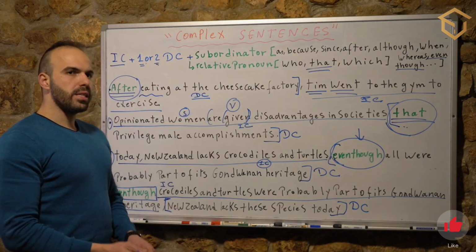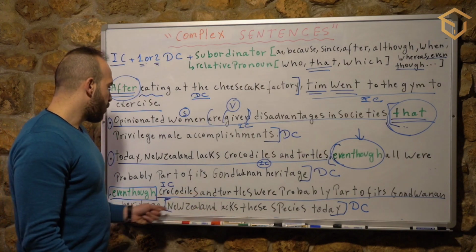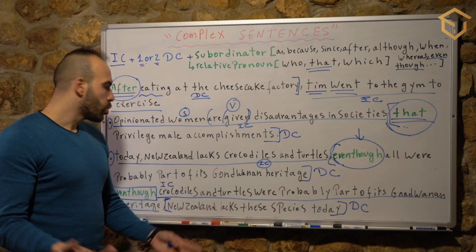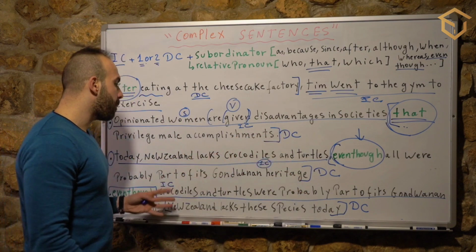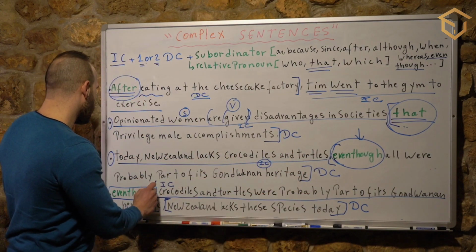"New Zealand lacks these species today." What kind of species? We don't know. Actually, this one is the independent clause. So we have one independent clause and one dependent clause, and we have a subordinator in here.